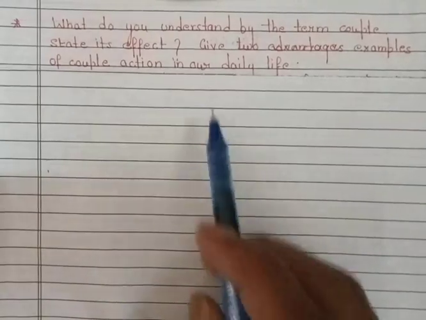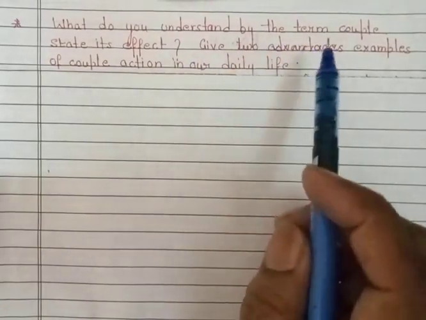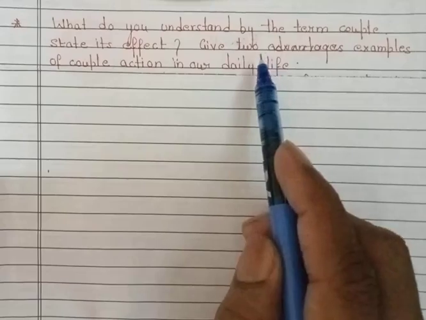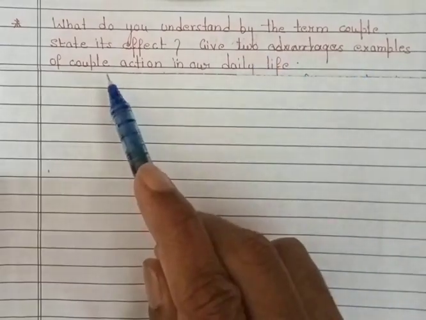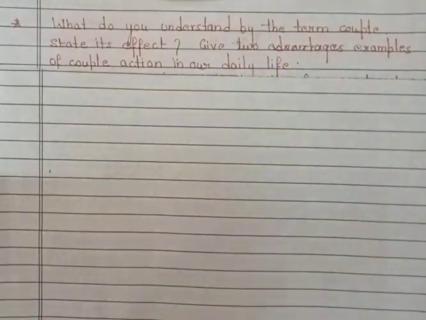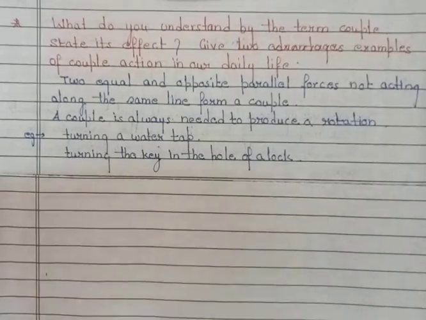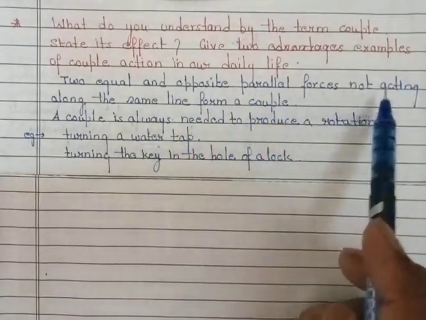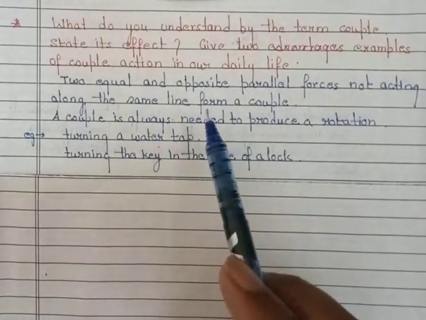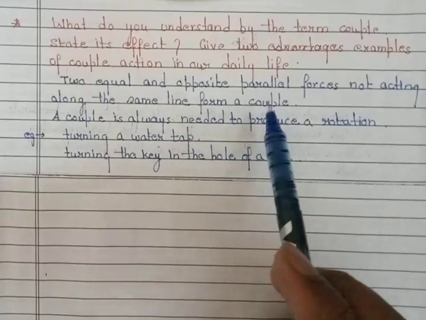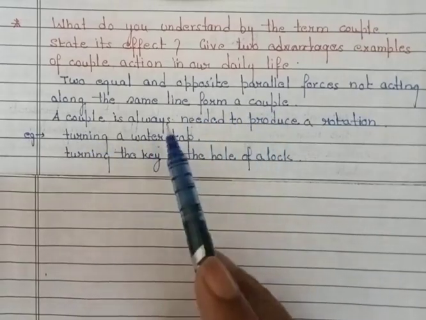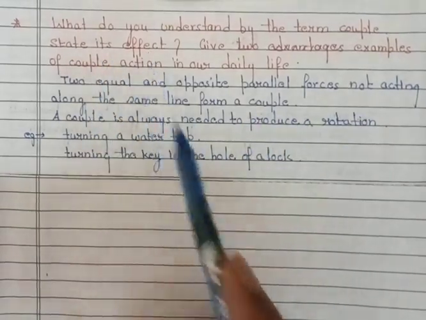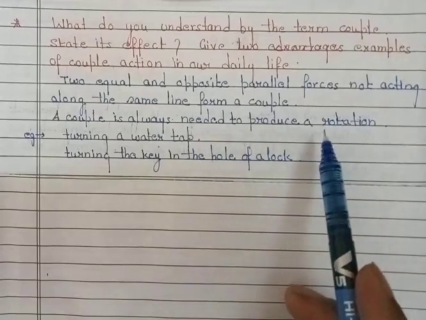Okay, the next question says, what do you understand by the term couple? State its effect and give 2 examples of couple action in our daily life. This is the answer. 2 equal and opposite parallel forces not acting along the same line form a couple. A couple is always needed to produce a rotation. So see, state the effect, it always produces a rotation.